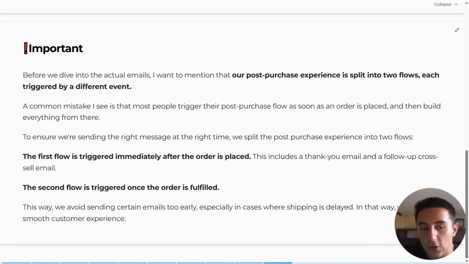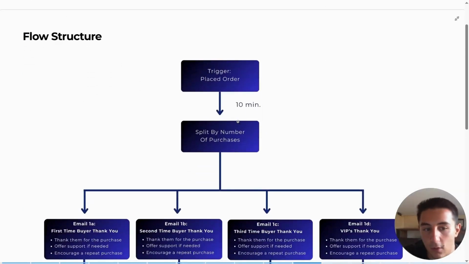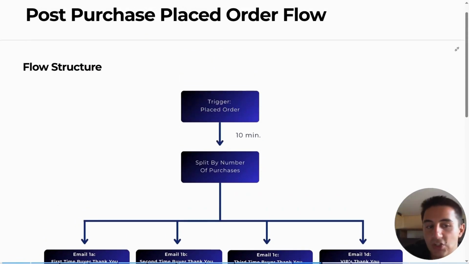So first we're going to go through the post-purchase placed order flow. As you can see in this email flow, we're splitting the messaging based on how many purchases the customer has already made. So the tone and content shift slightly to make it feel more personal. For example, you might thank second-time buyers for coming back or let third-time buyers know they're getting close to VIP status.